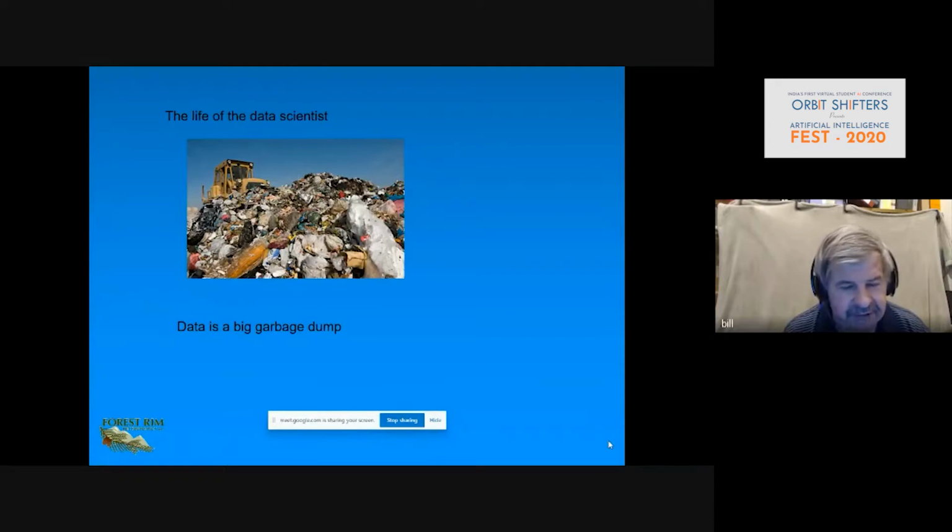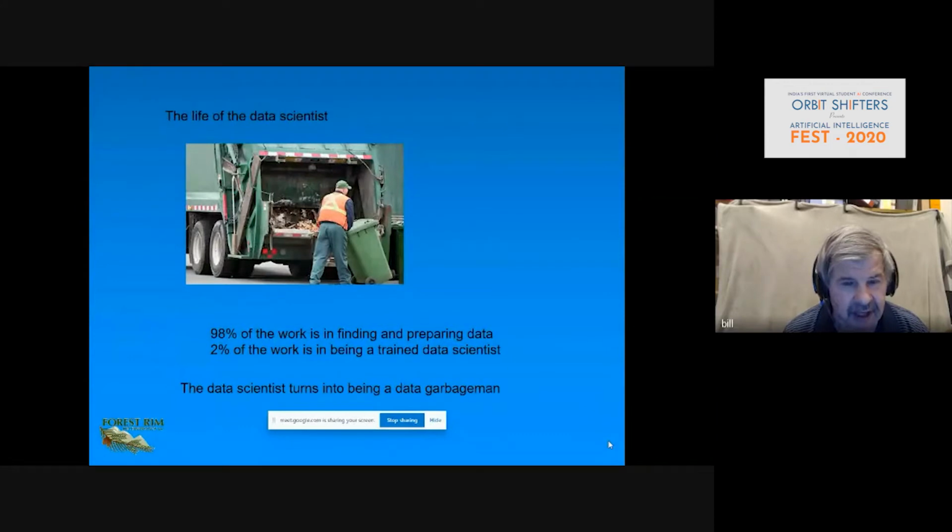That's a data scientist. He said, "Bill, we go to school, we learn all of these things, and then when we get out into the real world, we spend 98% of our time working with data, and we spend 2% of our time being a data scientist." When you get into the real world, the life of the data scientist, and I don't mean to discourage you. I think being a data scientist is a very good thing, and I encourage you to do that. However, reality is when you get into doing it for real, you're going to be more of a data garbage person than you are a trained data scientist. Now, that's the way it is today.